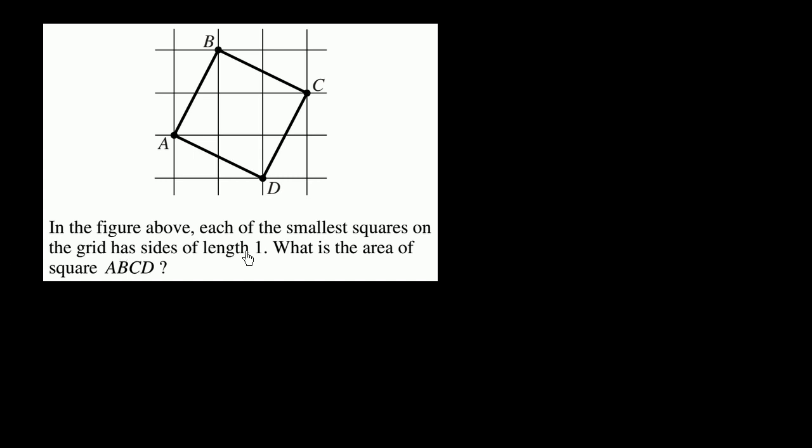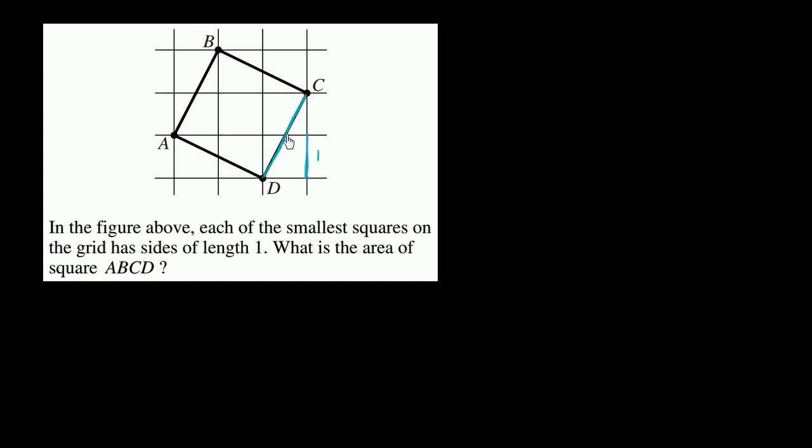In the figure above, each of the smallest squares on the grid has length 1. So this distance right over here is length 1. What is the area of square ABCD? So we're going to be able to figure out the area if we could figure out the length of one of these sides right over here.